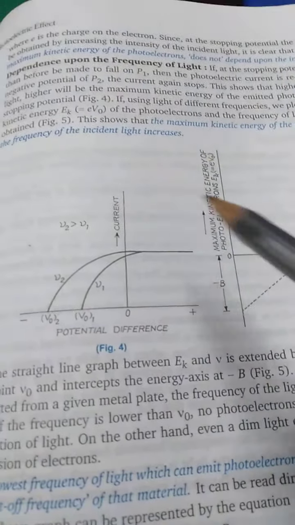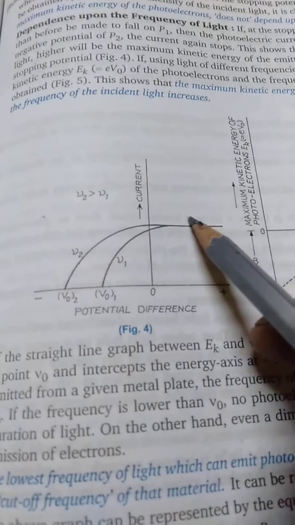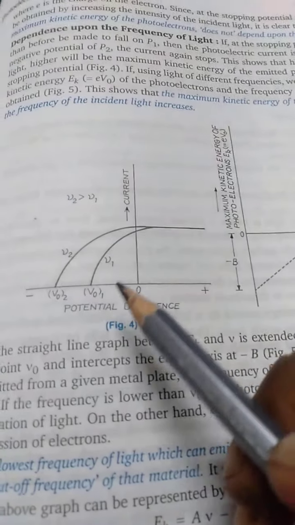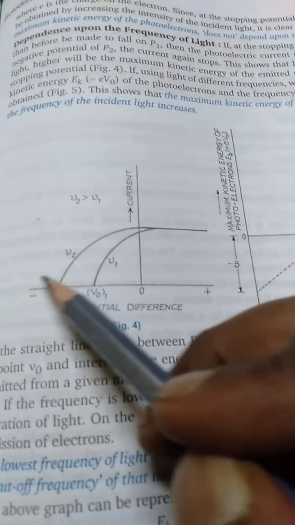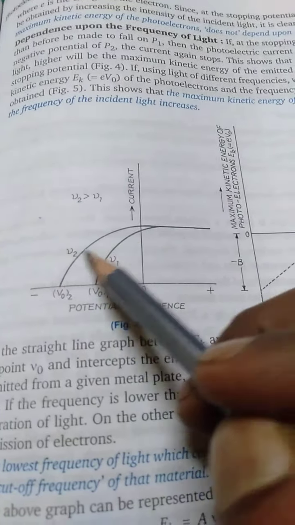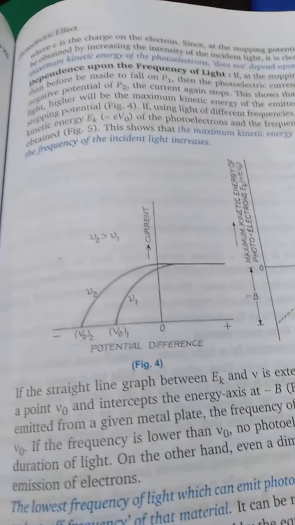Suppose this is the first case. Now you increase the frequency, you get the same amount of current, but in this case the stopping potential has been increased. So if we increase the frequency, then the stopping potential will also increase. So we see that stopping potential does not depend upon intensity, but it depends on frequency. It is directly proportional to frequency.